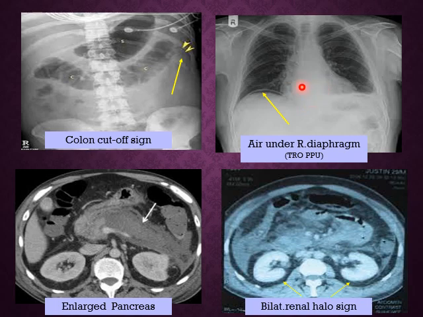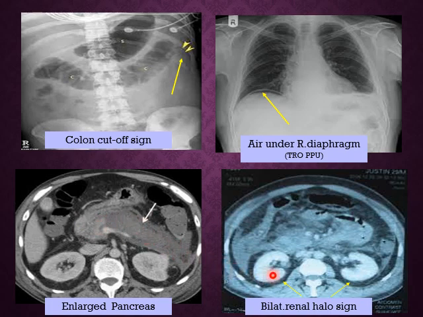And this is the erect chest X-ray, which shows free air under the right diaphragm. This is above the liver and below the diaphragm. This is known as pneumoperitoneum. This is a diagnosis of perforated peptic ulcer, which is a differential diagnosis of acute pancreatitis. And this is a CT scan showing a very grossly enlarged pancreas, which is a feature of acute pancreatitis, that is swollen and enlarged.